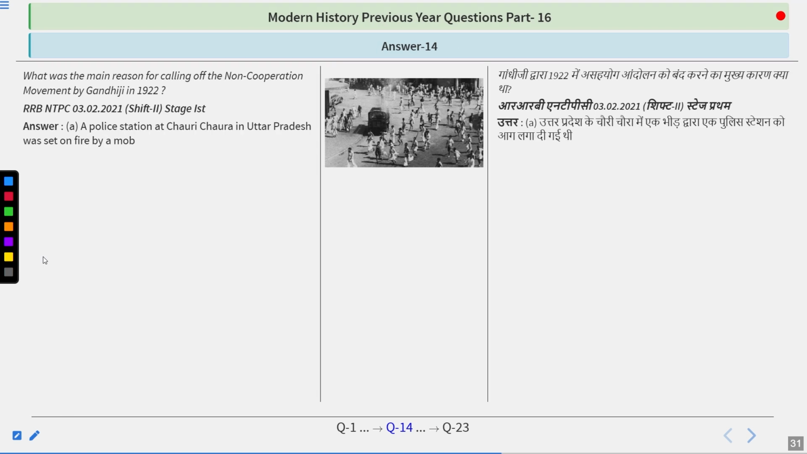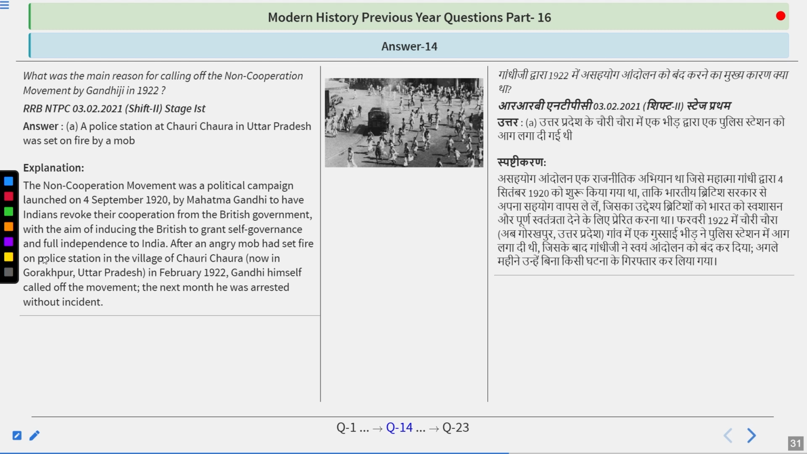Police station at Chauri Chaura in Uttar Pradesh was set on fire by a mob. The non-cooperation movement was a political campaign launched on 4 September 1920 by Mahatma Gandhi to have Indians revoke their cooperation from the British government with the aim of inducing the British to grant self-governance and full independence to India.